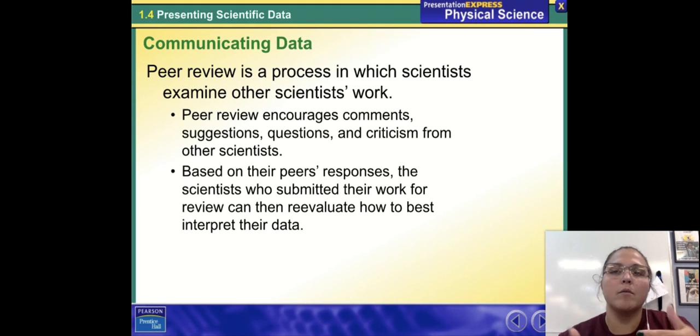So maybe I do an experiment, I make a report about it, I send it out to other scientists to look at, and they give me some suggestions about how to make it better or questions that they might have about my study. Based on their peers' responses, the scientists who submitted their work for review can then reevaluate how to best interpret their data.